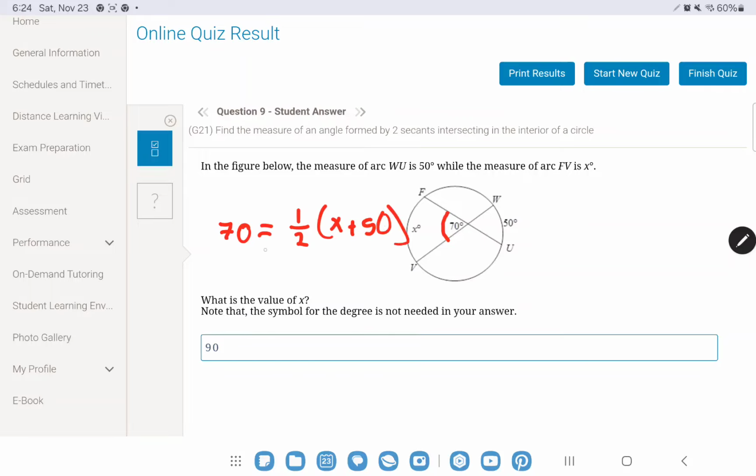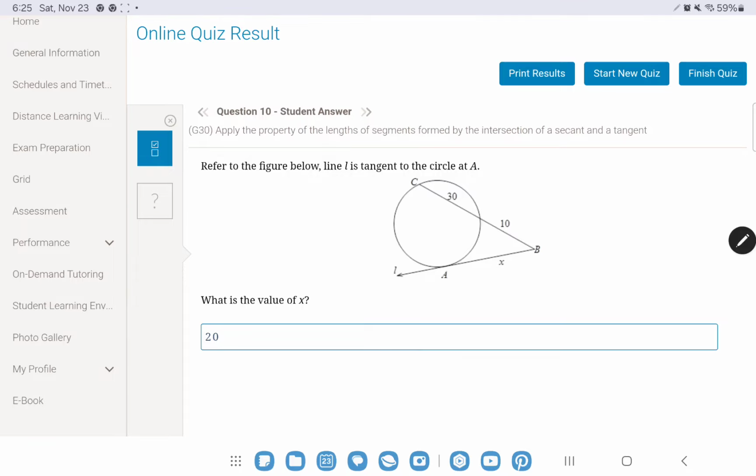So how do you solve this? You multiply the 70 by the reciprocal of the half. So 70 times 2, you get 140 equals x plus 50, and x equals 90. That's how you get your answer. Now moving on.